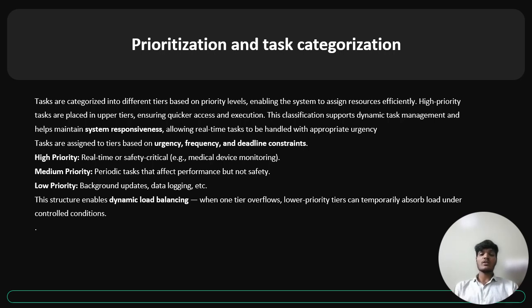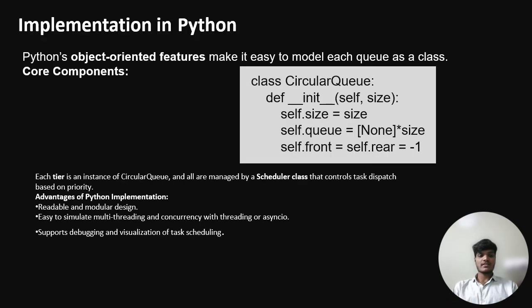So this is all about prioritization and task categorization. Here is how we categorize tasks: lower, medium, and higher. This structure enables dynamic load balancing. When one tier overflows, lower priority tiers can temporarily absorb load under controlled conditions.